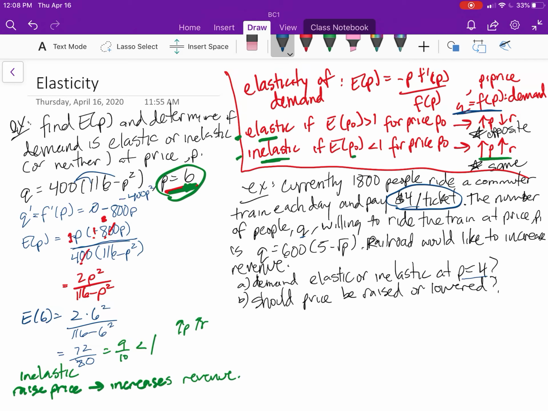Okay. So the elasticity of demand. First, we need the derivative, so Q prime. Let's go ahead and distribute. I'm going to write this one out. Okay, distributing 600 times 5 is 3,000, minus 600, rewriting p to the 1/2. Now we could do the derivative, that's 0, minus 1/2 times 600 is negative 300, p to the negative 1/2.